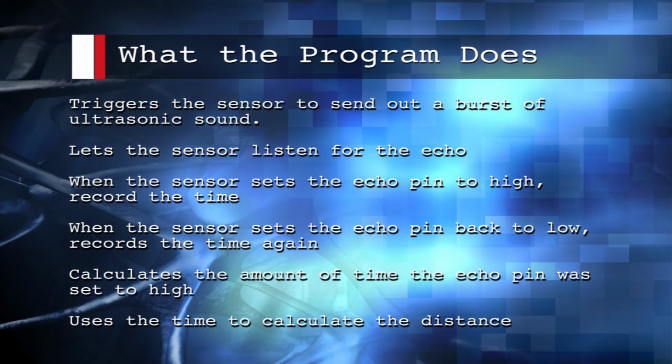So our program needs to do a few things. First, it needs to trigger the sensor to send out a burst of ultrasonic sound. Then have the sensor listen for the echo to come back. As soon as the sensor sets the echo pin to high, we need to record the time. Then when the sensor sets the echo pin to low, we need to record that time as well. We can then calculate the duration that the echo pin was set to high by subtracting the first time from the second. And finally, we can use that duration to calculate the distance.